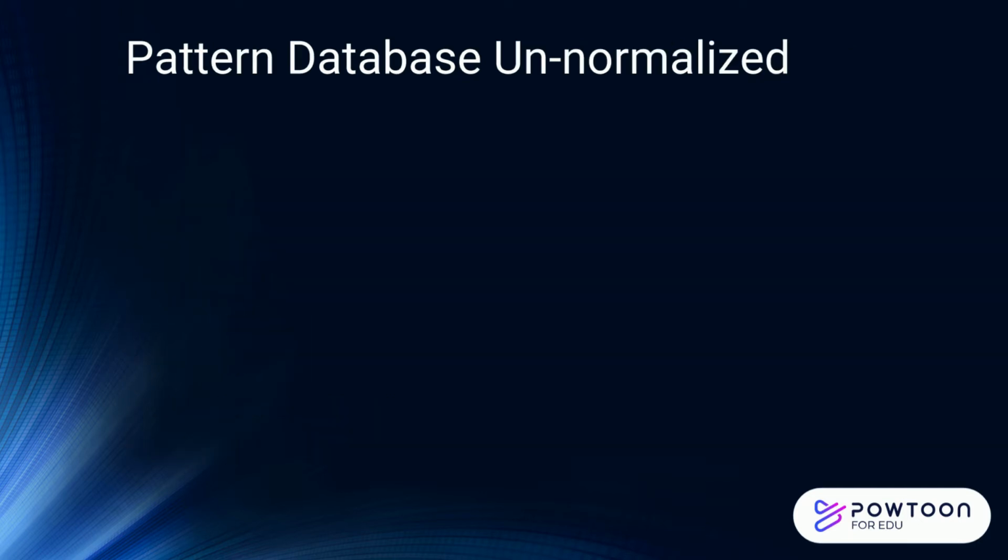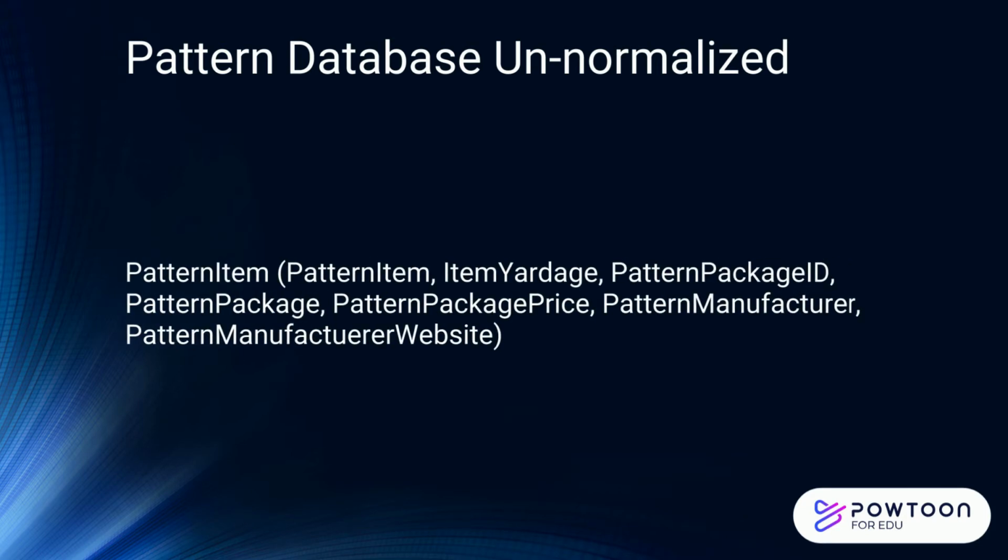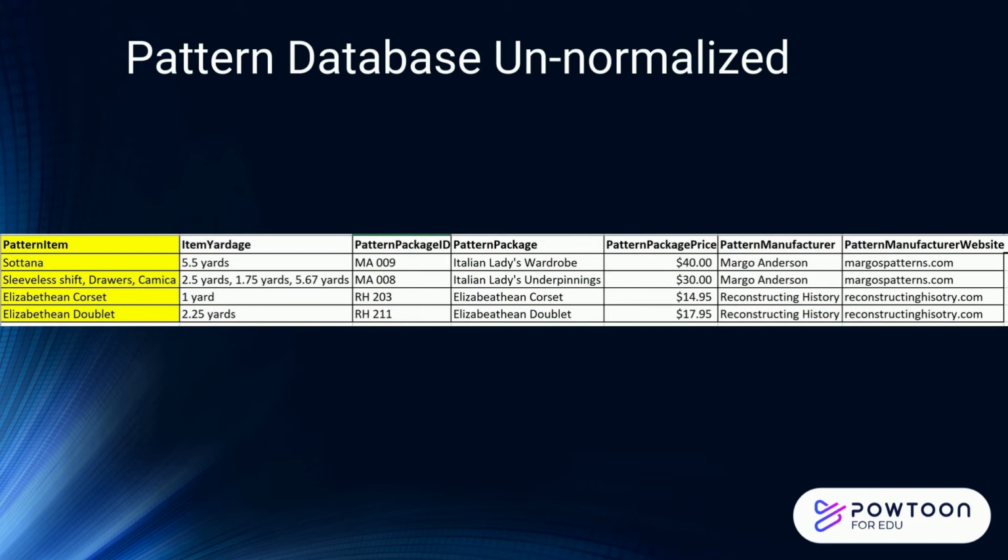In the unnormalized pattern database, I have one table, pattern item, with the primary key of pattern item and the other fields of item yardage, pattern package ID, pattern package price, pattern manufacturer, and pattern manufacturer website. In this single table, there are rows that have values for each of these fields. For example, the Satana pattern has yardage of 5.5 yards, is part of the pattern package MA009, which is the Italian ladies' wardrobe. It costs $40, is manufactured by Margot Anderson, whose website is margospatterns.com.